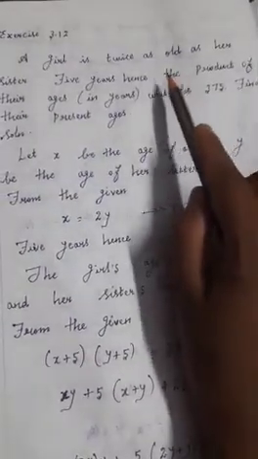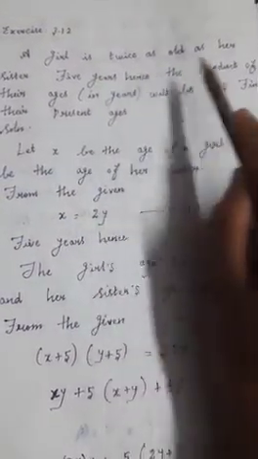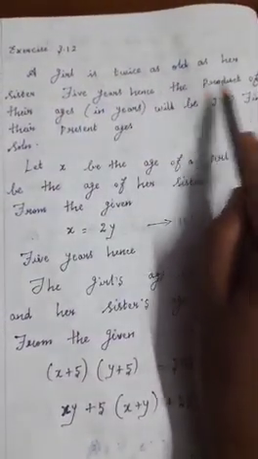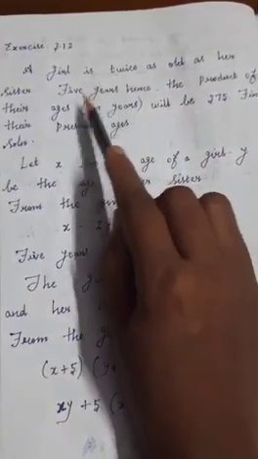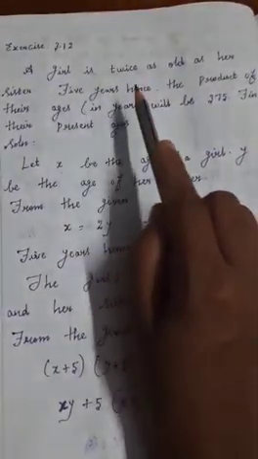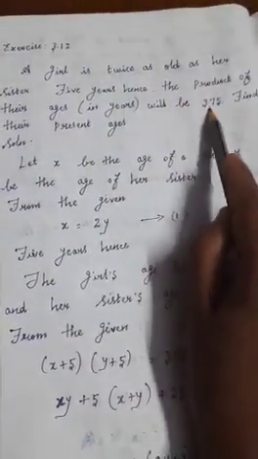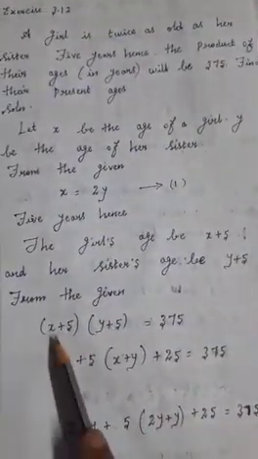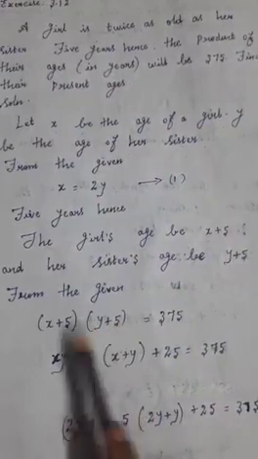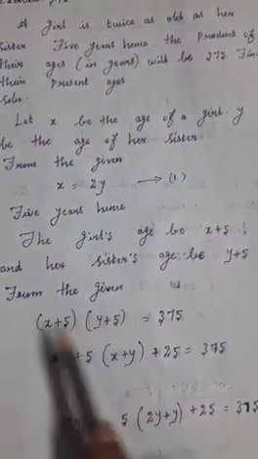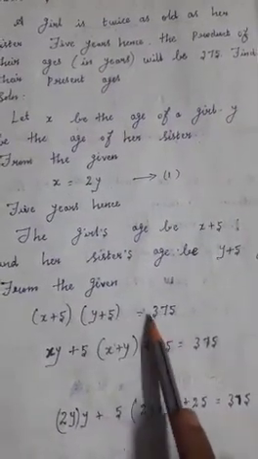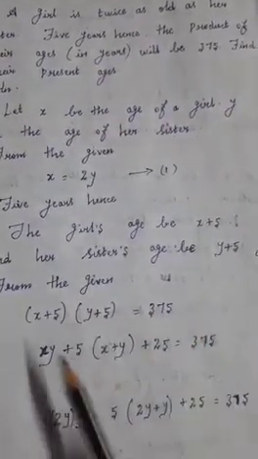So after what condition have they given? After 5 years, the product means you have to multiply their ages. After 5 years their ages are x plus 5 and y plus 5, and you have to multiply both. The answer, 375, they have given. So (x plus 5) into (y plus 5) is equal to 375.